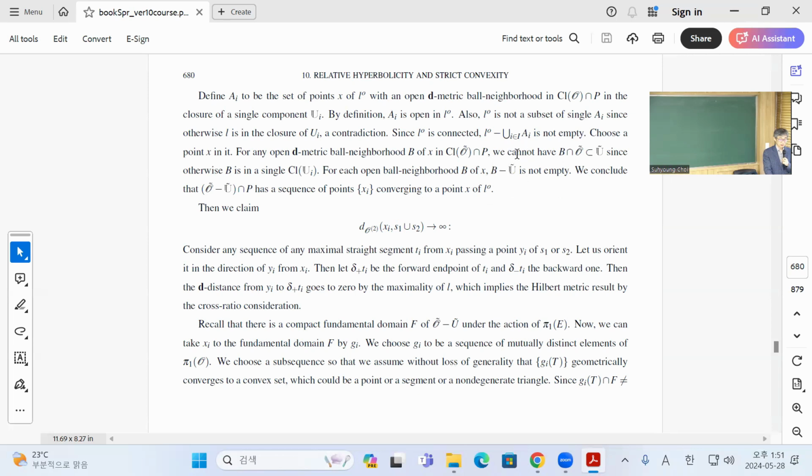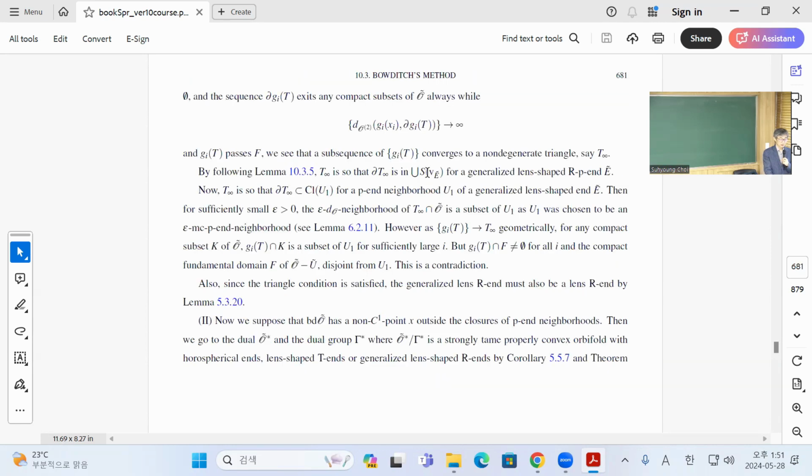p n neighborhoods. You can choose that, because if it's in there, then L is not in any of these n neighborhoods. It's not a subset of a single one, so you have to argue like that, and that's the difficult part here. Then you want to choose gi so that this xi is sent to the fundamental domain, I think, and then you keep showing that this triangle will converge to a non-degenerate triangle passing some point of F.